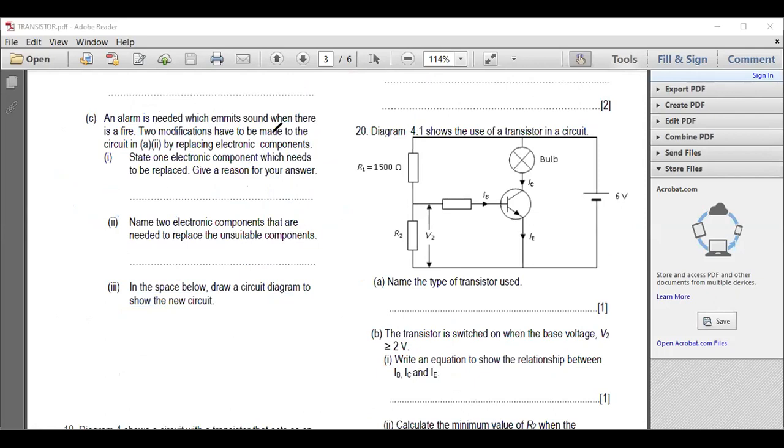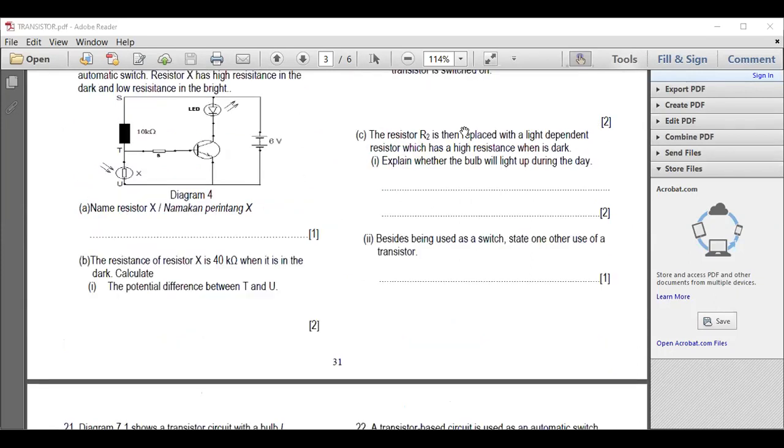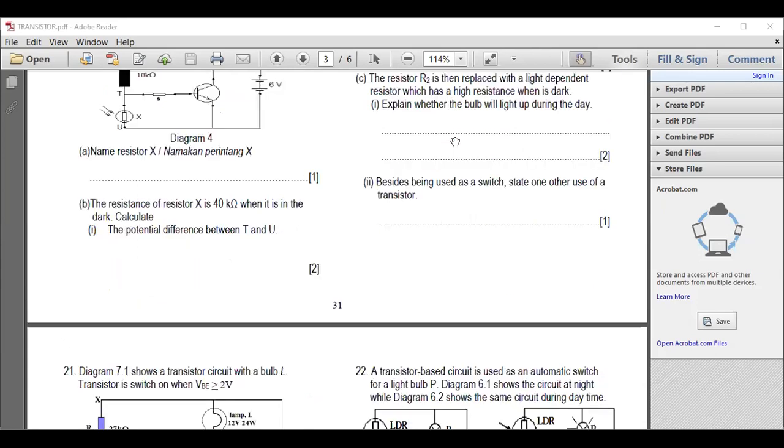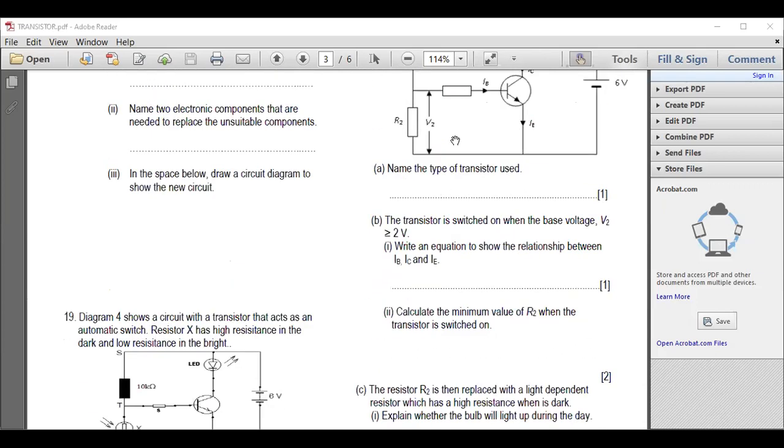automatic switch. Okay, yes, earlier who asked, why doesn't this one light up? R2 replaced with LDR when day.